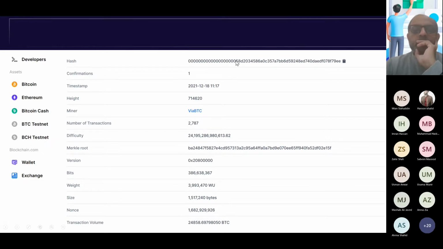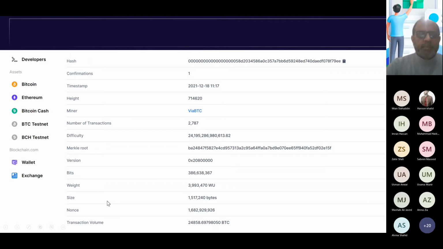So with this number of leading zeros, you see a timestamp, this is the block number, this is the miner, and the number of transactions. Look at the number of transactions in the block. This is the difficulty level, how difficult it is to mine this. But here is something very important. It says Merkle root, and this Merkle root is 256 bits. So interesting.